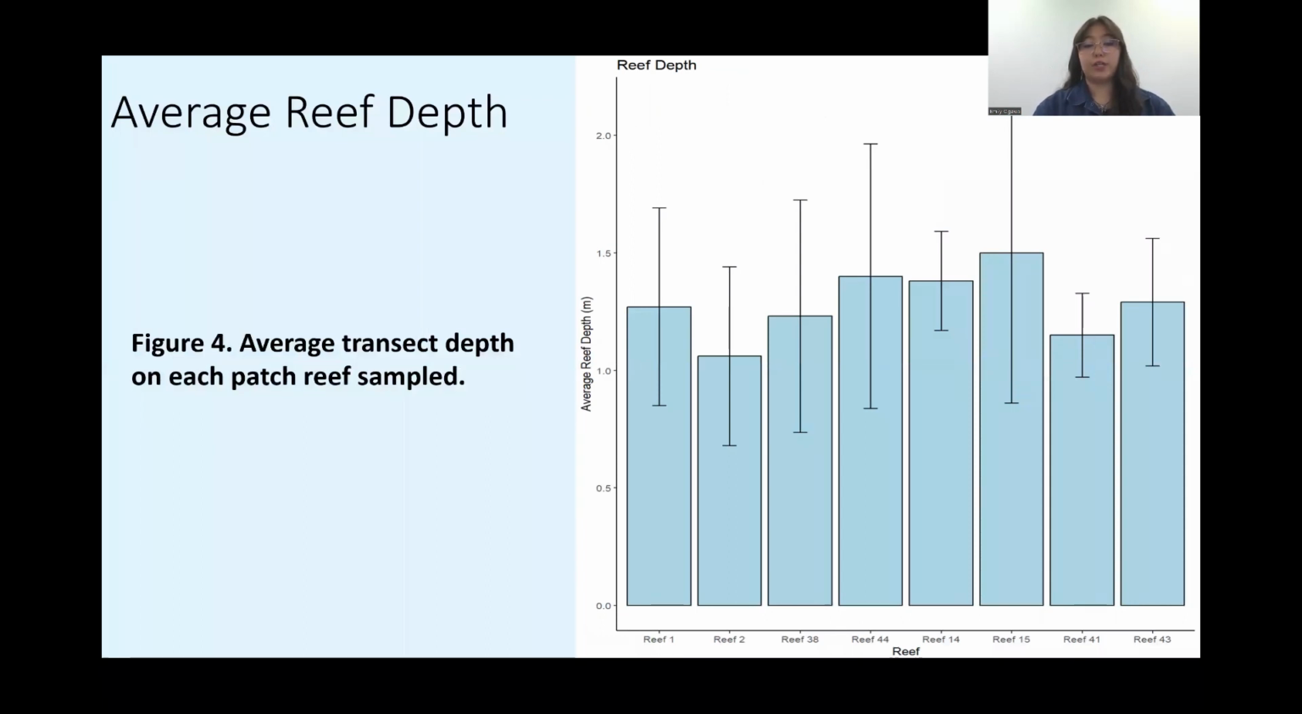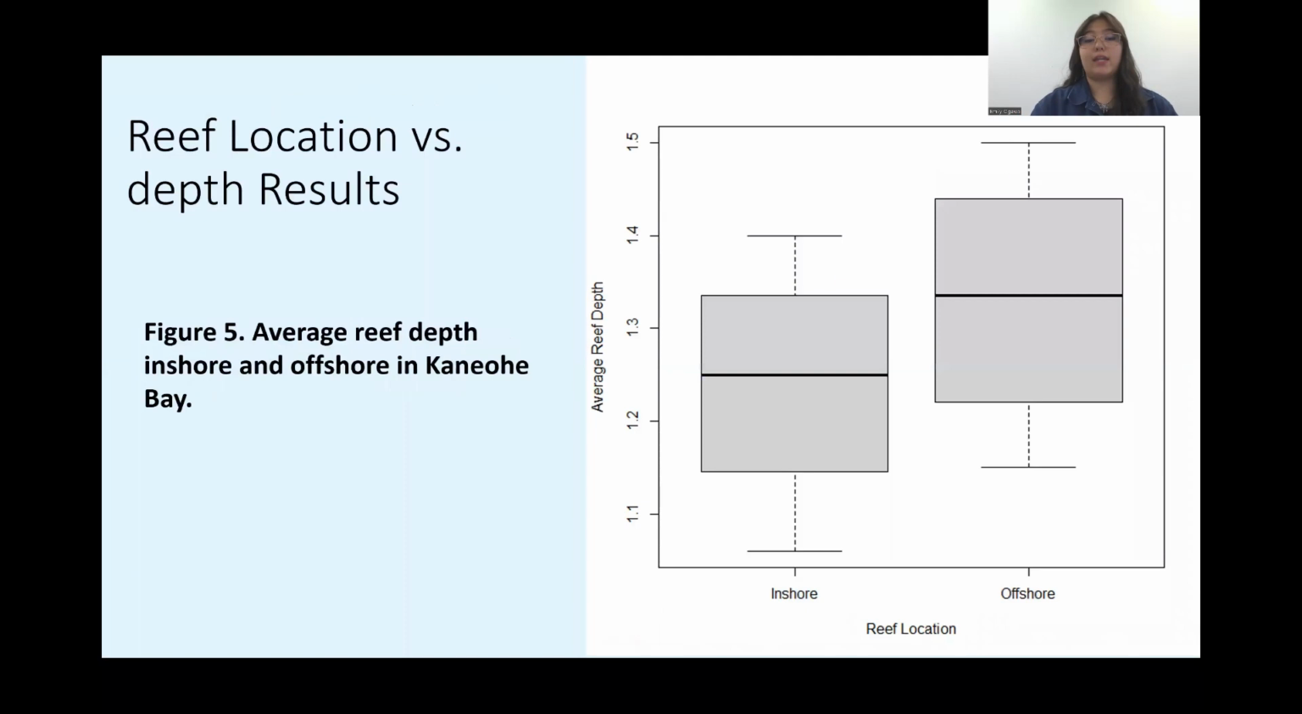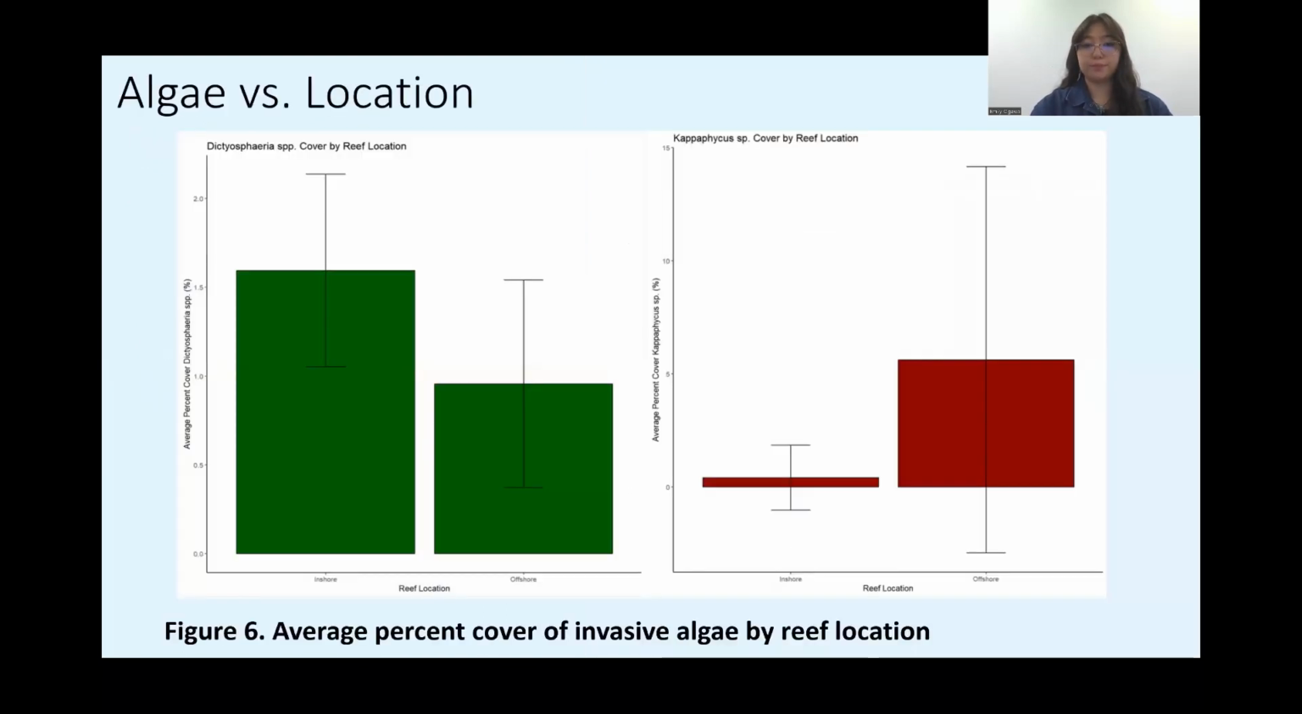And average transect depth was taken to form this depth plot for each reef. And then that data was converted into inshore and offshore to look at the pattern between reef location and depth. And then this is average percent cover of invasive algae by reef location.